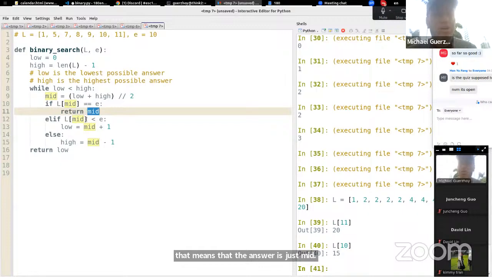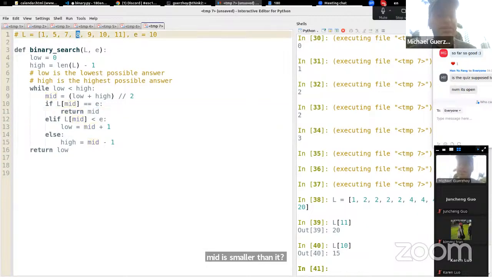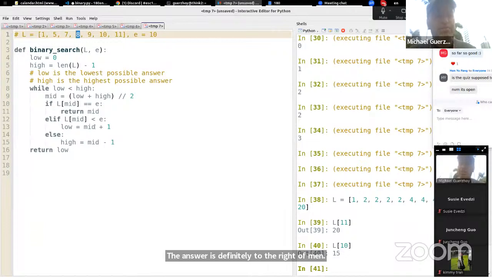If it's not equal, we can say, what if L at mid is smaller than E? And if it's smaller than E, as is the case for E equals 10 and mid being the location of the 8, that means that the answer is definitely to the right of mid. So we update low to be mid plus 1. That means that low is the location of the 9, and high is still the location of the 11, and we're looking over here for the answer.